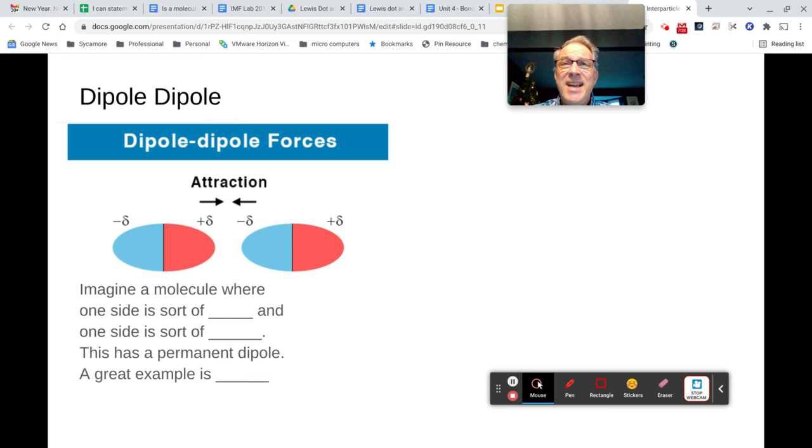It is not symmetrical. It is a polar molecule. One side would definitely be somewhat negative. One side would definitely be somewhat positive. These would greatly attract to each other. Why is this important? Hey, don't forget, write this down.